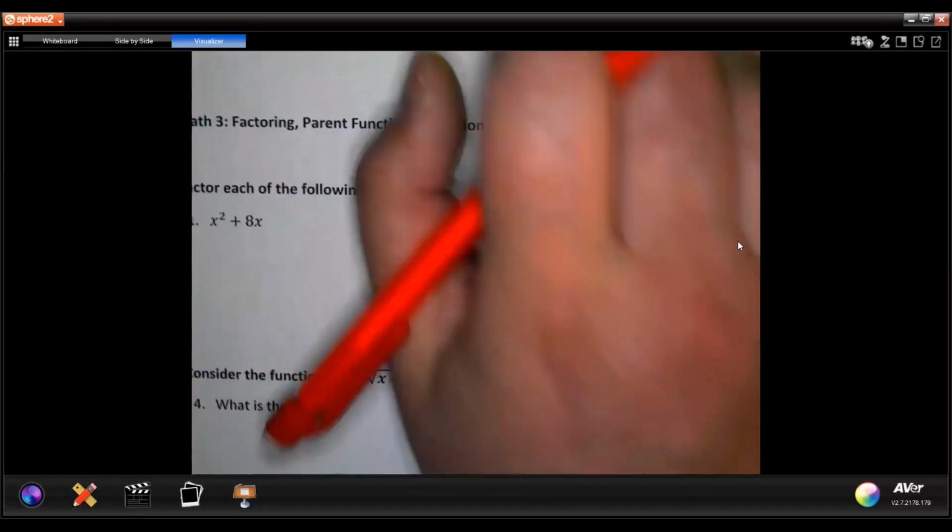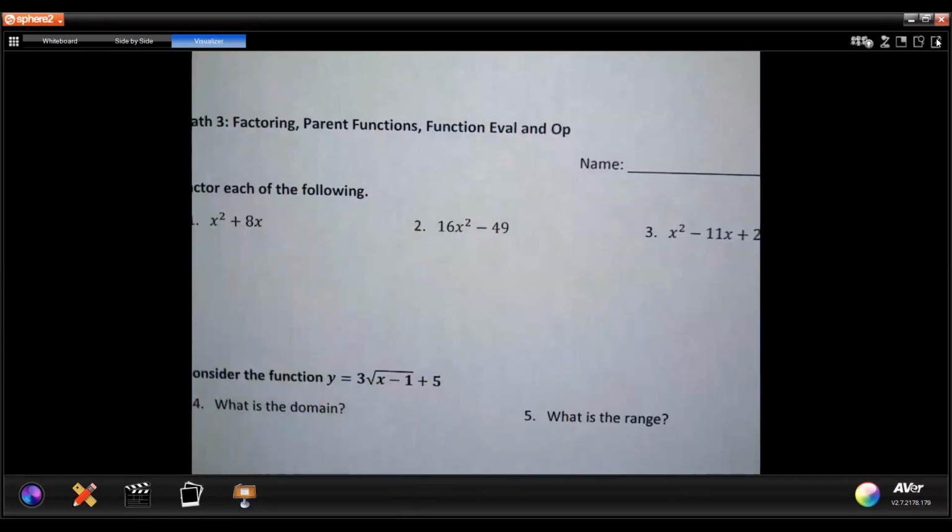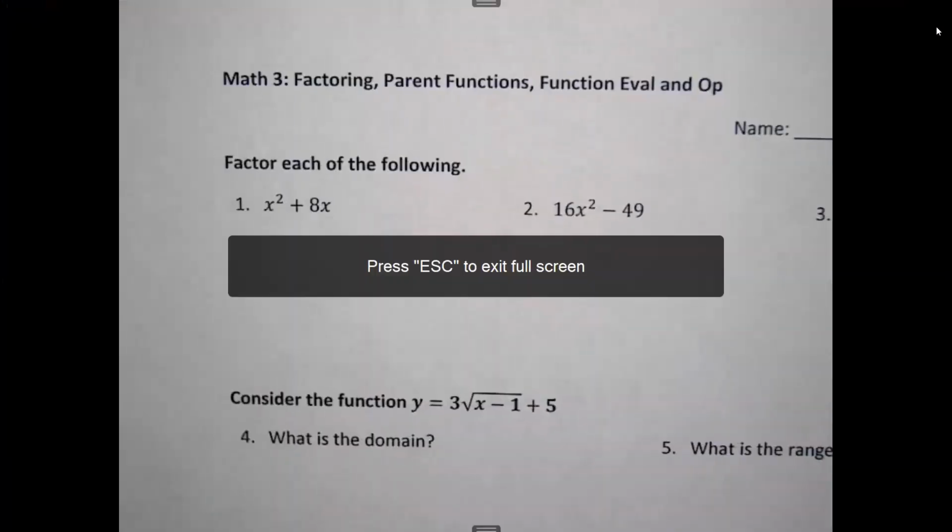All right, the first three problems on your warm-up are factoring problems. So how did we do on number one? What type of factoring is number one?